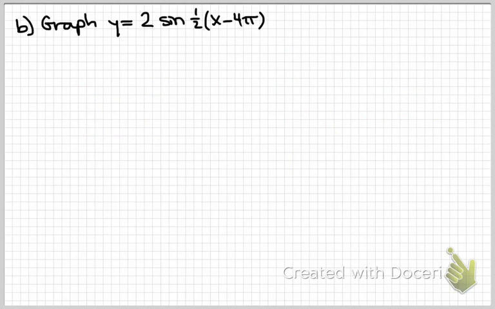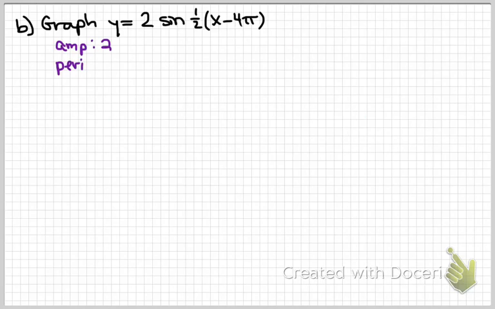Let's now look at a second example. This one says to graph y equals 2 sine of 1/2 times the quantity x minus 4 pi. So again, the first place that we start is identifying all the key characteristics. So my amplitude is the coefficient of our trig function, so in this case it's 2. Keeping in mind that if it was negative, the amplitude is always positive.